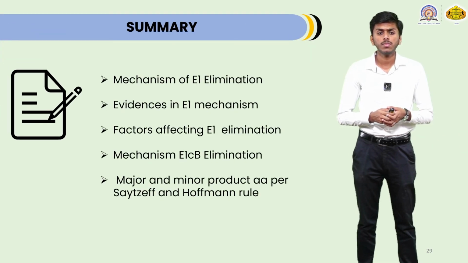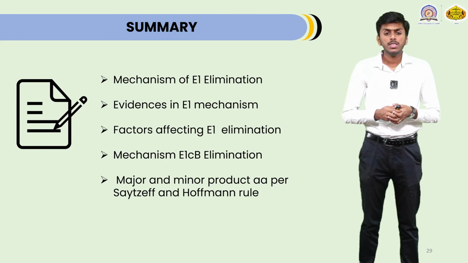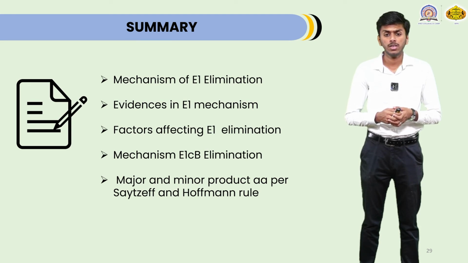Summary. From today's session, students, we learned about the mechanism of E1 elimination, evidences in E1 elimination, and factors such as solvent, base, and substrate, and how they affect the rate of E1 elimination. We discussed that. Then we discussed in detail the mechanism of E1CB elimination, and the major and minor product as per the Hofmann and Saytzeff rule. We discussed 4 to 5 examples regarding that.